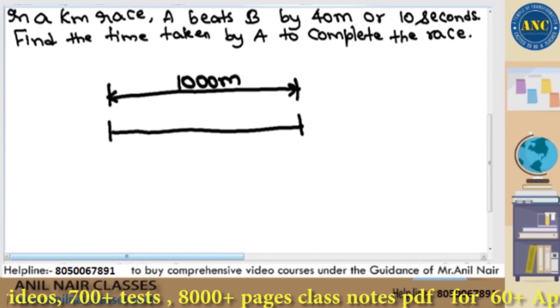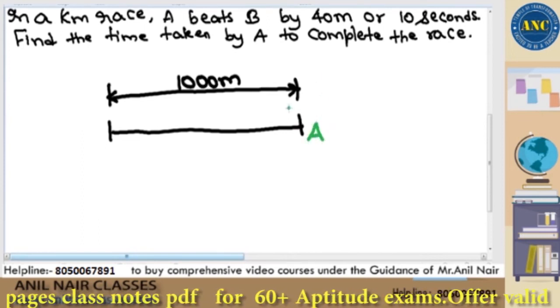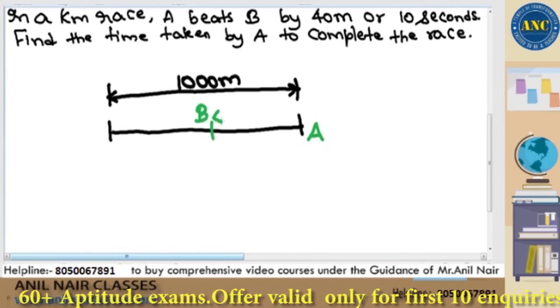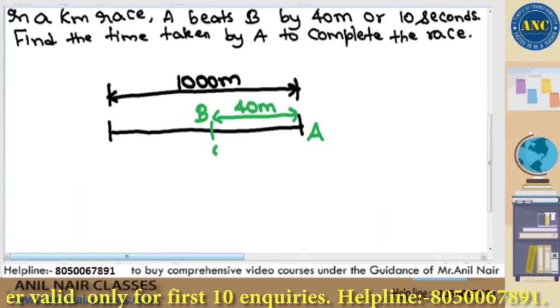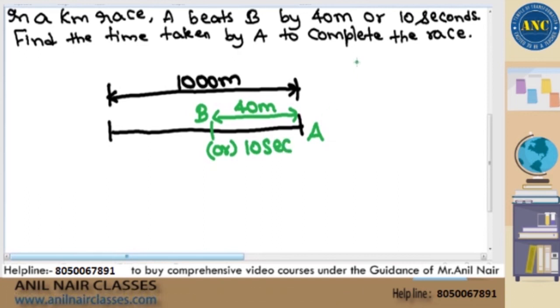Question says A beats B. That means A should reach the destination for him to beat someone else. A beats B by 40 meters. That means when A reached the destination, B is 40 meters away, or B is 10 seconds away in reaching the destination. Both are same. That means I can say that the speed of B is nothing but he should travel 40 meters or he should travel for 10 seconds.